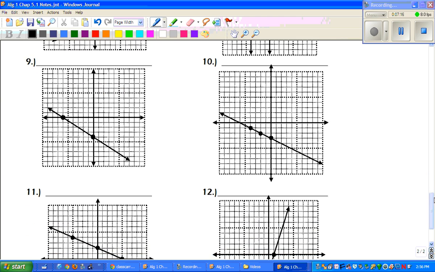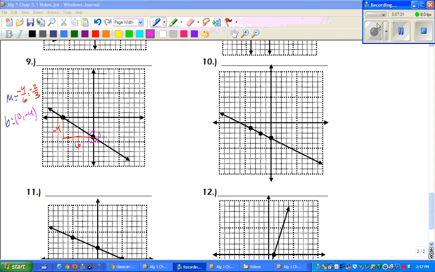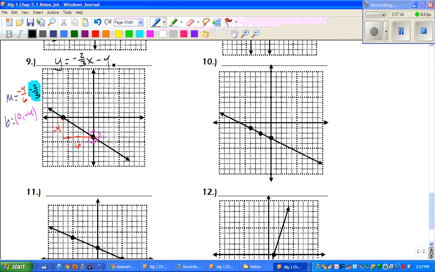Let's go through 2 of these together. So I need to know what my slope is and what my y-intercept is. Go ahead and pause the video and let's see how you do. Okay, did you remember to reduce the slope? I hope so, because you always want it in simplest form. So that is y equals -2/3 x minus 4.